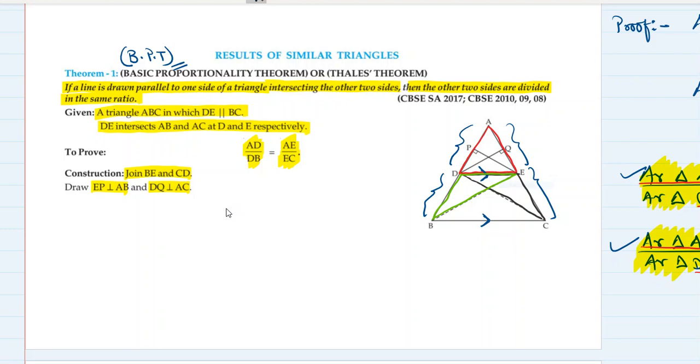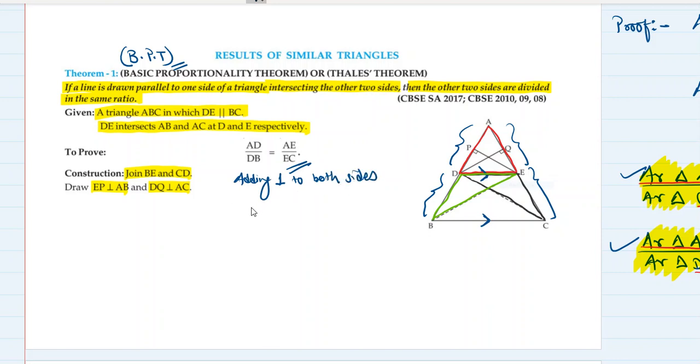Now, a few more results based on this BPT. We have already proved AD upon DB is equal to AE upon EC in our proof right now. Now I'm just going to show you a few more results which we can obtain from this. Imagine that I proved this over here. I will write, adding 1 to both sides.